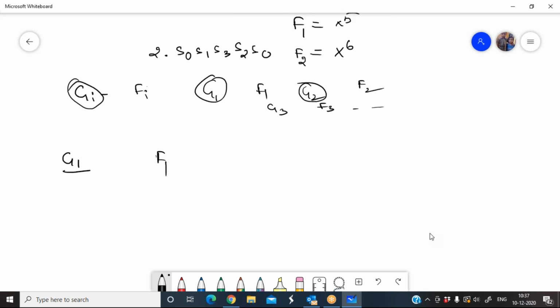Now tell me, what states are present in the forward path? S0, S1, S2, S0. That means how many states? 3 states here, 1, 2, 3. Now you have to remove these 3 states. By removing these 3 states, what is the remaining state? Only S3. Like this, this is X. So this is the graph G1. Is it clear now?